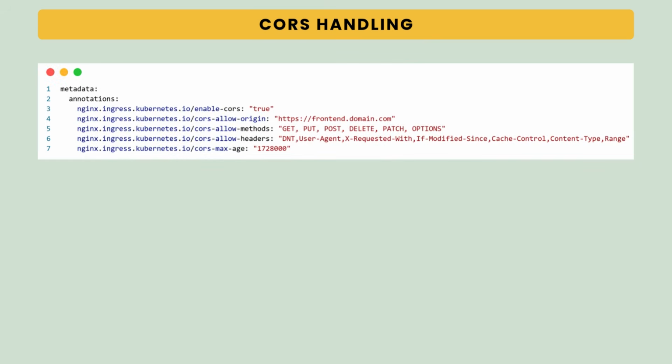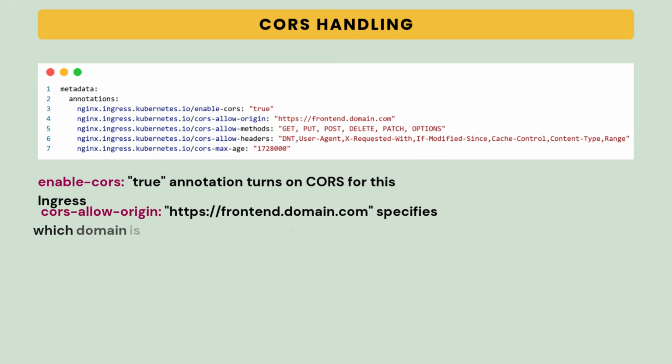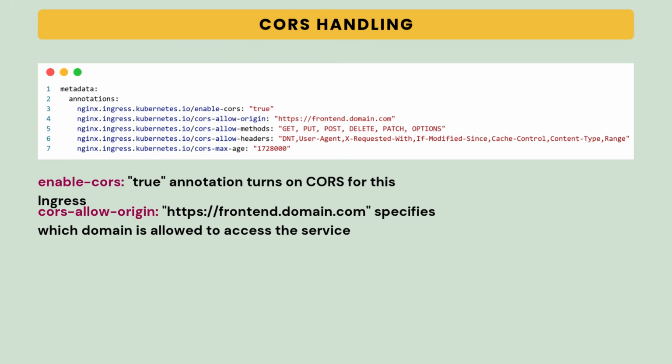Now let's check out this YAML. So we are updating the Ingress to enable CORS using NGINX annotations. The enable-cors annotation is set to true. This annotation turns on CORS for this Ingress, while the cors-allow-origin is set to frontenddomain.com. This specifies which domain is allowed to access the service.